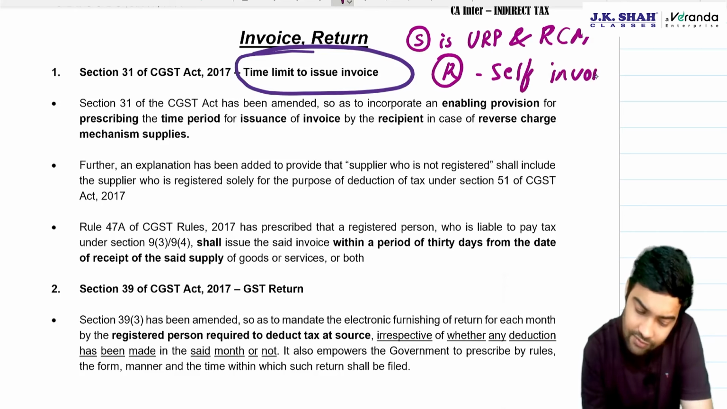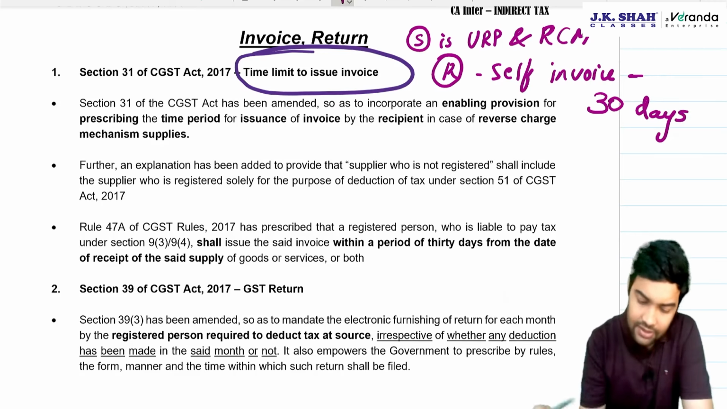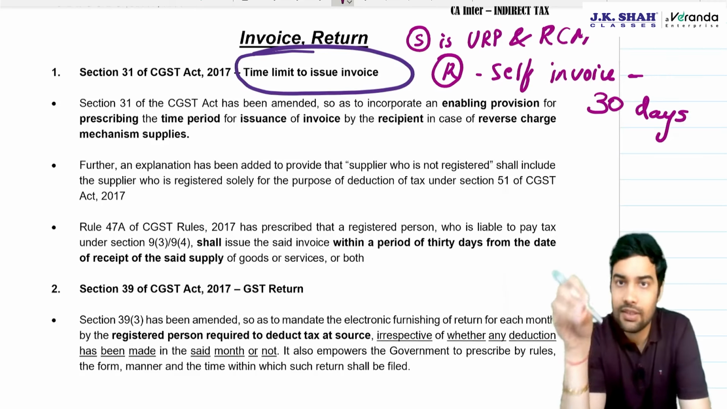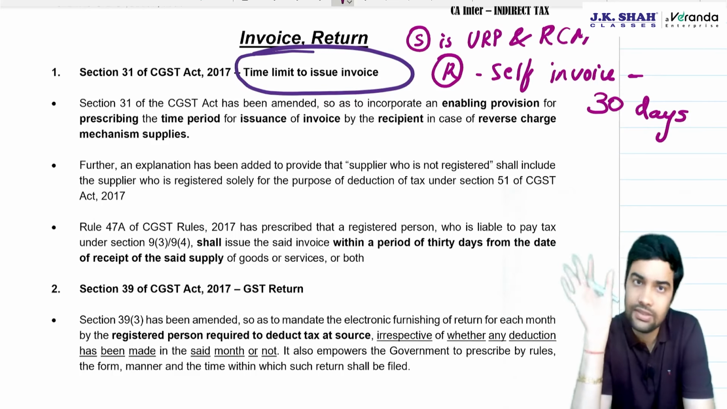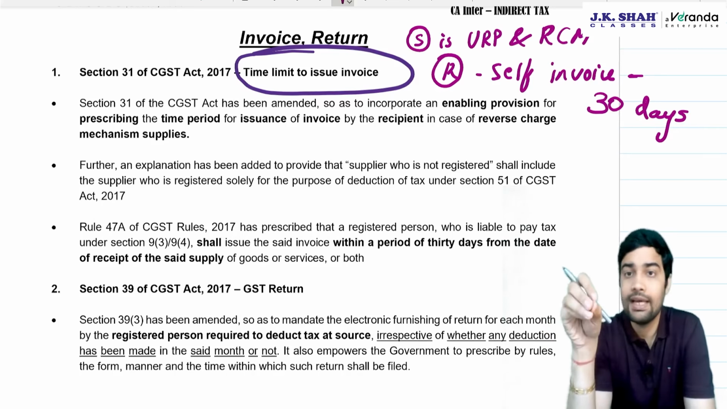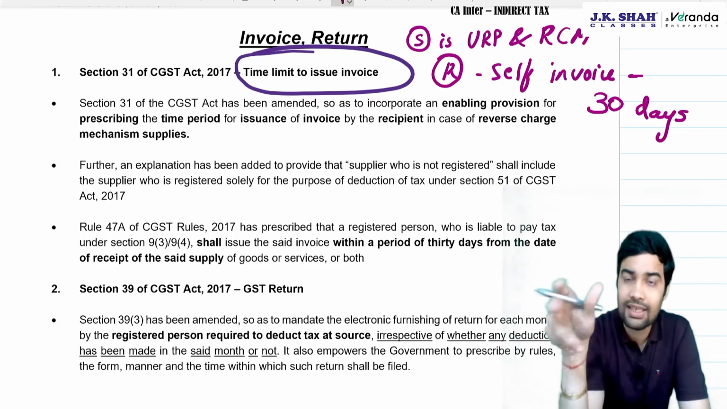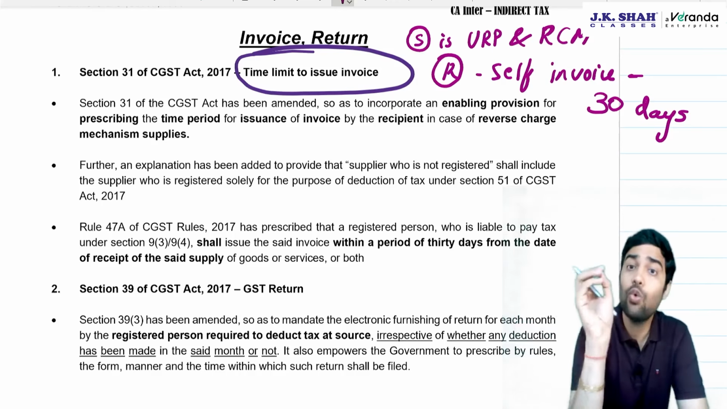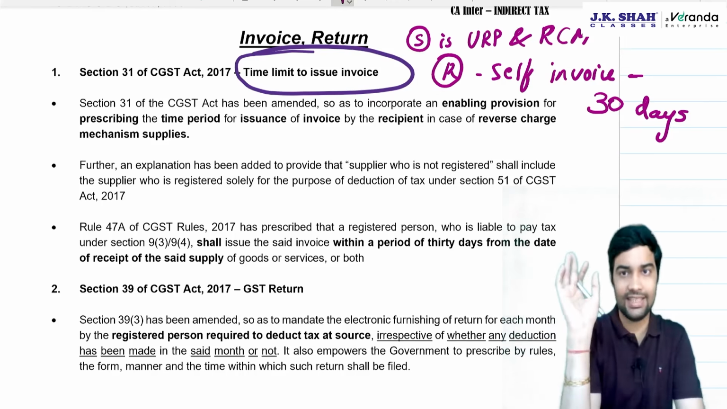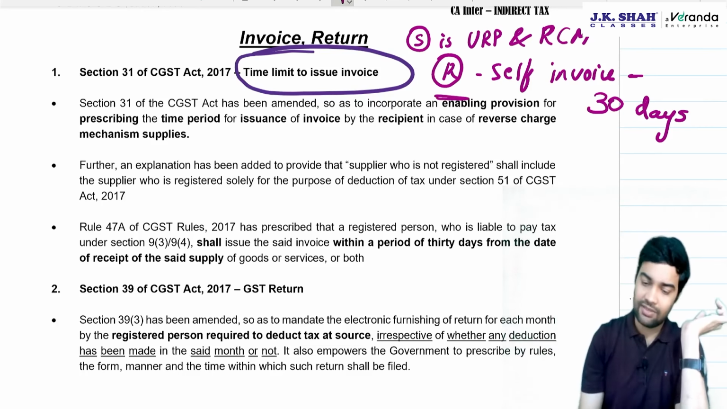Now recipient has to make a self invoice within what time? He has to make invoice within 30 days from receipt of supply. Clear. Yes. Okay. Plus, if it's a case of government department who have taken registration only for TDS, they will be regarded as if they are unregistered person. That means recipient will have to generate a self invoice.